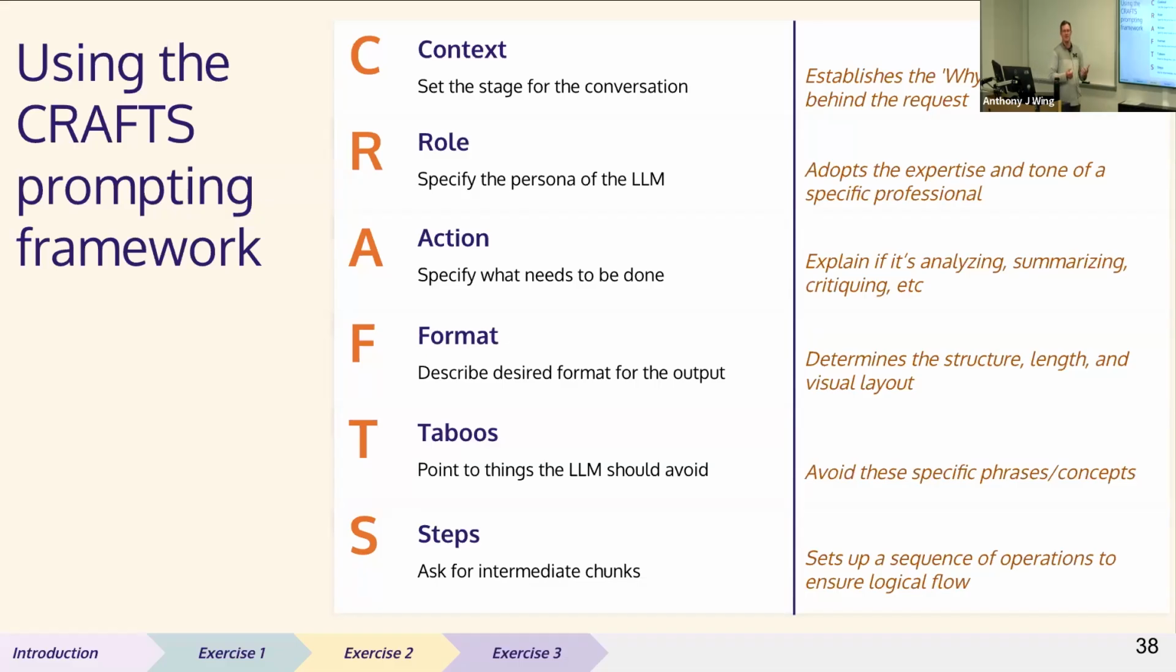What does the format have to look like? Is the output going to be in a JSON format? Does it need to be in paragraph format, bullet point format? Does it need to be in Python? Does it need to be in R? All of those formats matter. Taboos, I think this is a pretty good one, and that's really just pointing to things that the LLM should avoid. So trying to put up some of those guardrails, or those things that it should look away from. And then finally, steps: ask for intermediate chunks. Ask it to show its reasoning a little bit. You don't even need to use a reasoning model in order to do that, for it to break down those steps. So it can still be useful in that fashion.